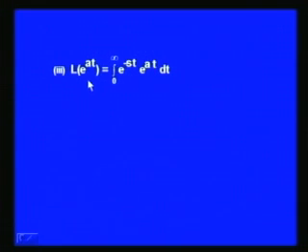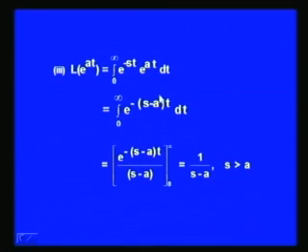Let us discuss now the Laplace transform of e to the power a t. By definition, we may write it as the integral from 0 to infinity of e to the power minus s t into e to the power a t dt, and this is equal to the integral from 0 to infinity of e to the power minus (s minus a) into t dt. When we integrate this, we get e to the power minus (s minus a) into t over s minus a. The limits are 0 and infinity.